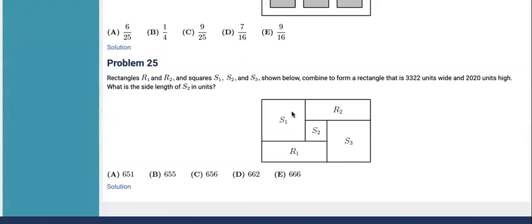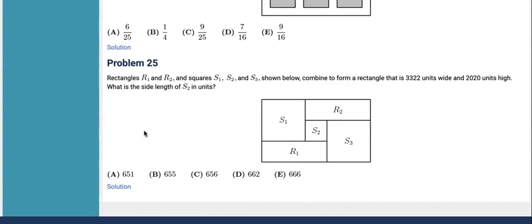So this is not a pain at all. Let's say S1 has side length x, S1 has side length y, and S2 has side length z. Then we see that x plus y plus z is equal to 3322, and x minus y plus z is 2020. If we take the first equation, subtract the second one, and then divide by 2, we get the answer, which should be S2, the side length. So we just take this minus this, which should be 1302, and divide by 2, that should be 651, and that should be our answer, A. Now, is that true? Let me just check 1302 divided by 2.